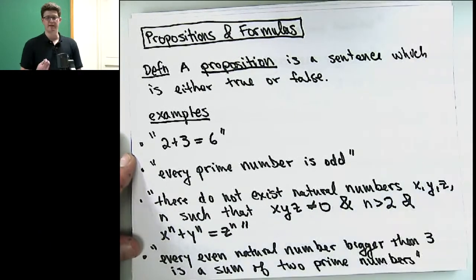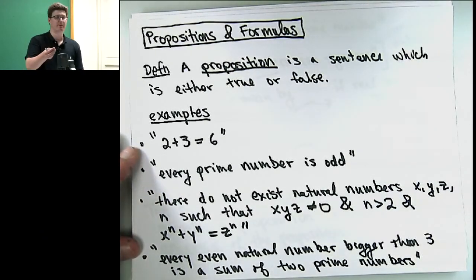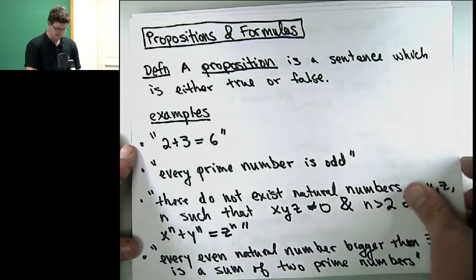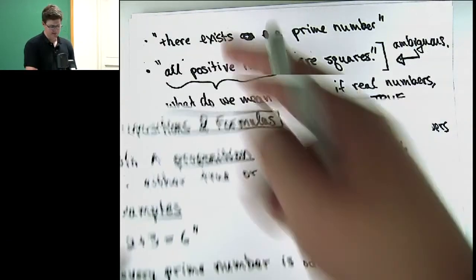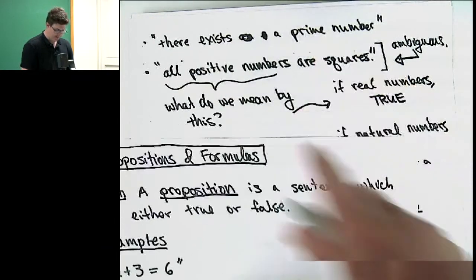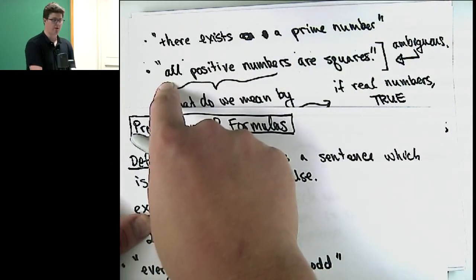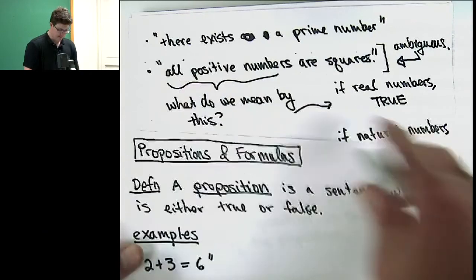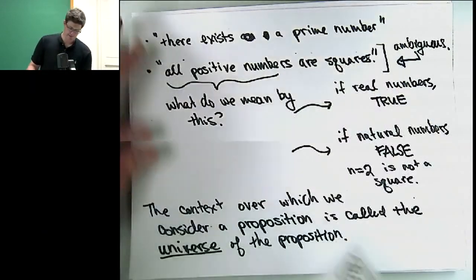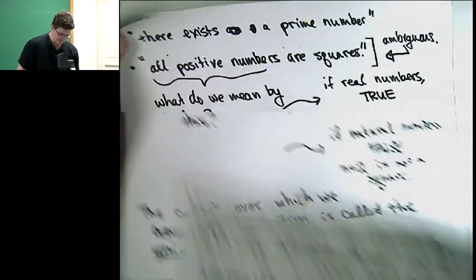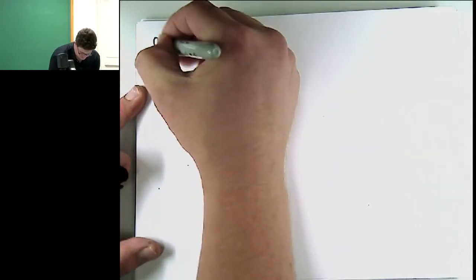So you can take a number, and I can ask if it's prime, and it'll return true or false, right? There exists, so that's another quantifier, is a prime number. So all positive numbers, so for all is a quantifier. R squares, right? So that's another predicate. So let me go and talk about some of these parts, some of the components.